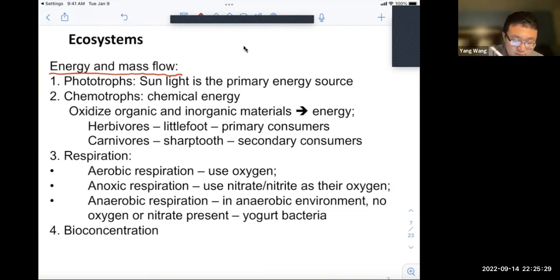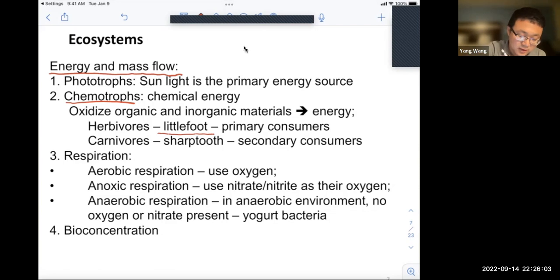There are also chemotrophs. Chemotrophs are utilizing chemical energy. For example, the herbivores, the animals such as the rabbit or the deer. They consume the plants, basically consume the phototrophs, to generate the energy. And these animals are generally characterized with little food, basically to avoid being captured by the carnivores.